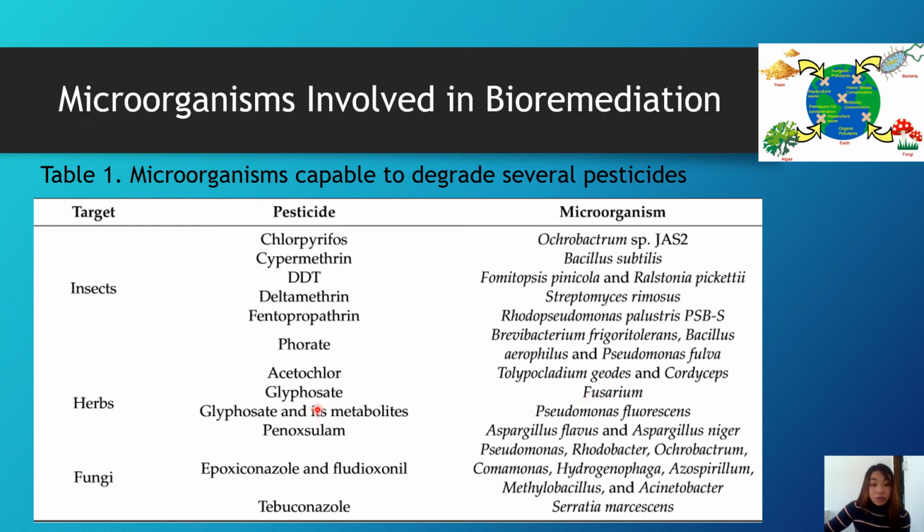We have here glyphosate that can be degraded by Fusarium, and glyphosate and its metabolites can be degraded by Pseudomonas and Pseudomonas fluorescens. And then for fungicides, we have epoxiconazole, fludioxonil, and tebuconazole. These can be degraded by Azospirillum, Acinetobacter, and Serratia marcescens.